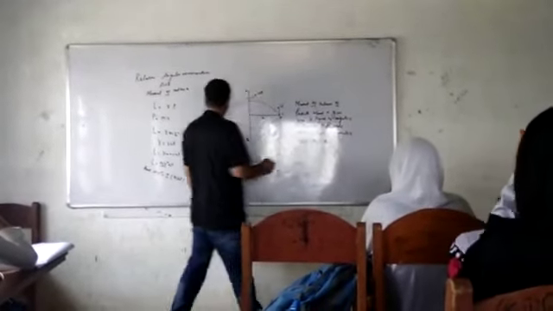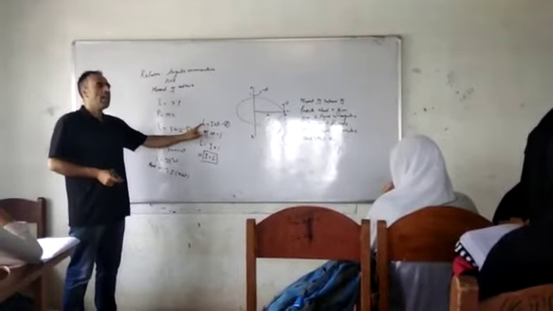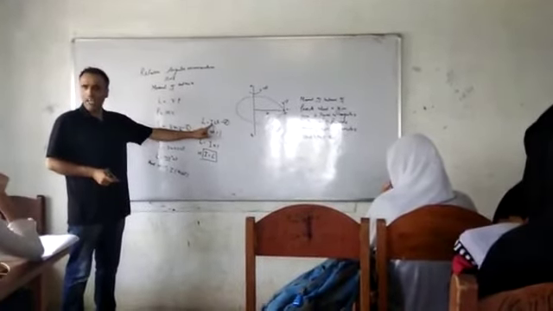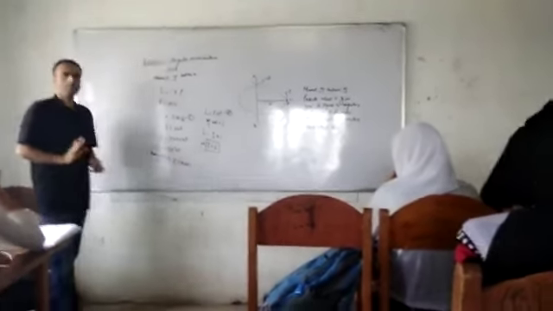So we find an important relation between angular momentum and moment of inertia. L is equal to I omega. Okay? L is equal to I omega. Very nice.